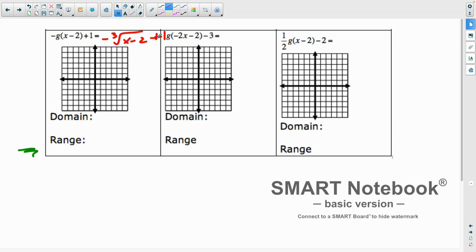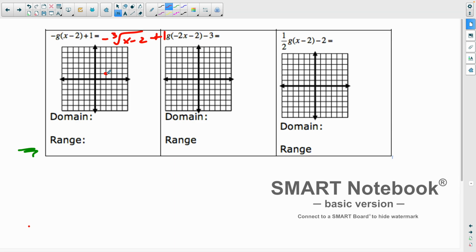If I were to rewrite this, this is what it looks like. All right, we have a negative out front. We got the cube root of x minus 2 would be inside the radical or inside parentheses. And then plus 1 would be on the outside. Which means, how is my inflection point moving?